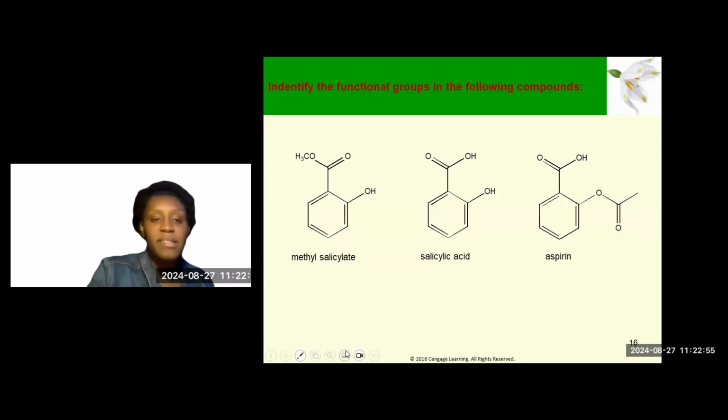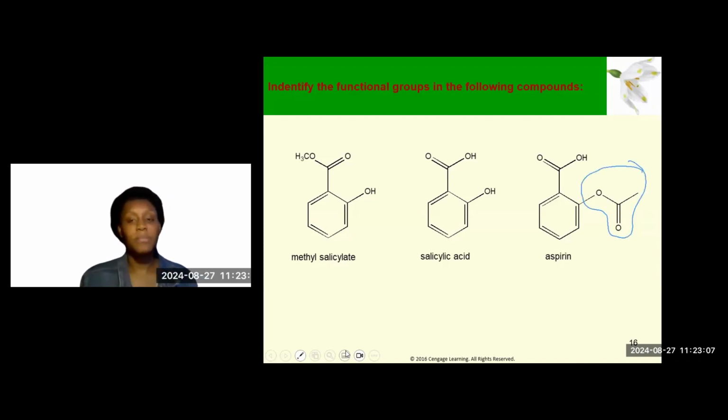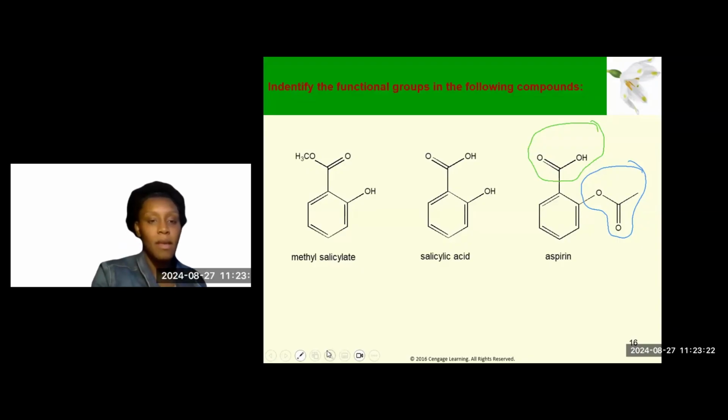So let's look at this. I kind of gave you guys a hint, right? I said ester. So what is the functional group of this right here? And then what is the functional group of this right here? And then last, what is the functional group of this right here?